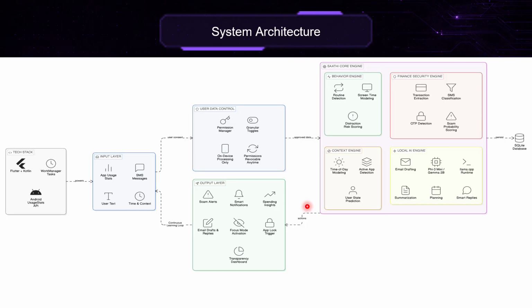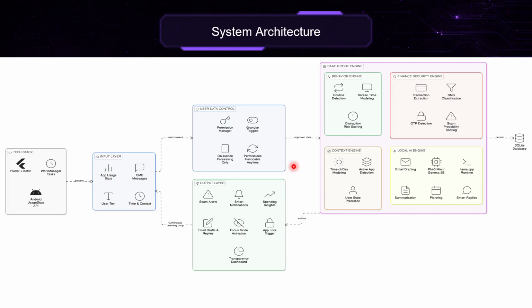Coming to the system architecture, it is made on Flutter and Kotlin using the Android usage stats API. First, the input layer: we'll take the app usage stats, SMS messaging, and user text through the usage stats API. Then we'll send it to the user data control, where the user can give permission on which type of data the AI can access. So he can decide if he only wants SMS messages, or only app usage stats, or only these two without the user text input.